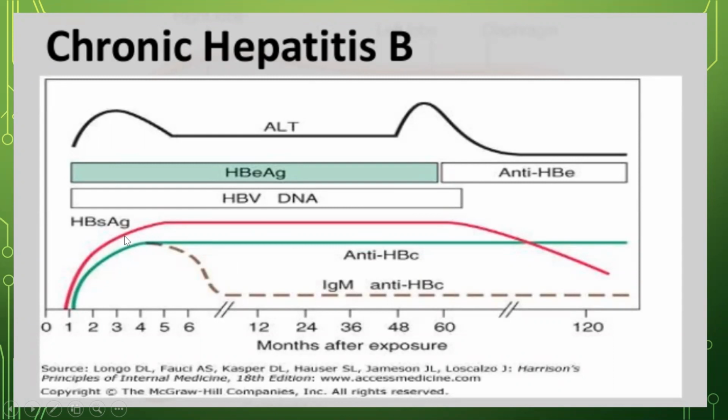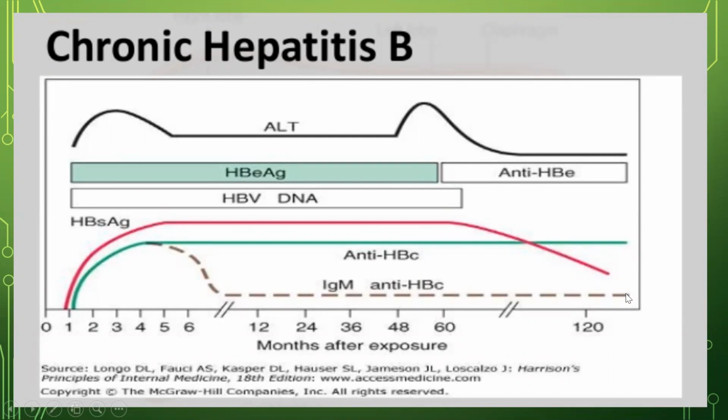HBs antigen, or surface antigen, will be found in high concentration during replication or in acute infection. High but stable concentration we can see during the chronic phase. In case of seroconversion, meaning absence of replication and decrease of the viral load in the body of the patient, these levels will decrease with time.